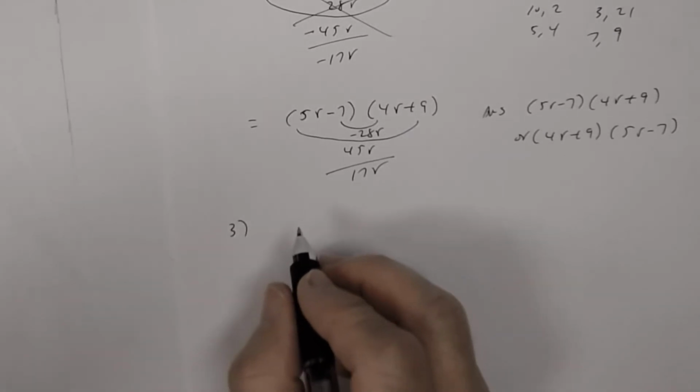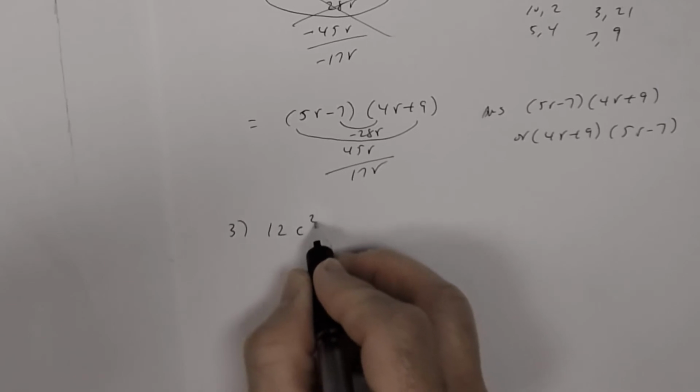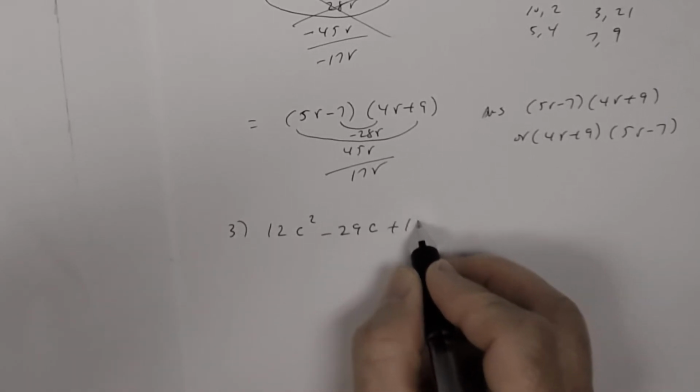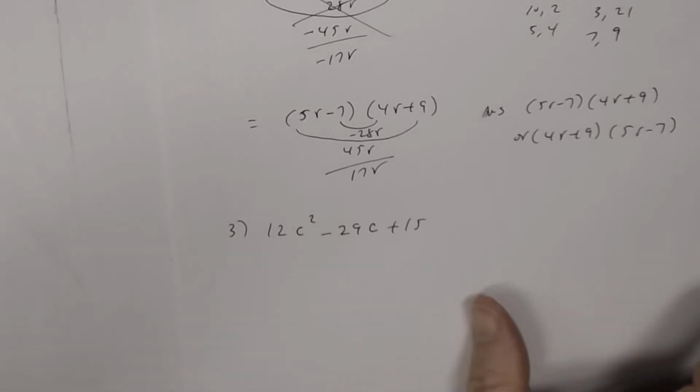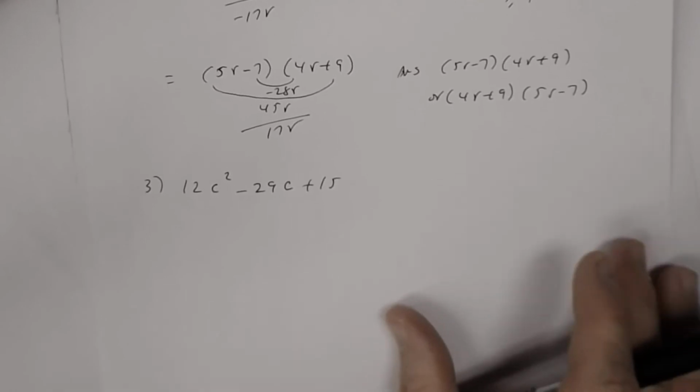Number 3, so let's suppose in number 3, I have 12c squared minus 29c plus 15. So 12c squared minus 29c plus 15.